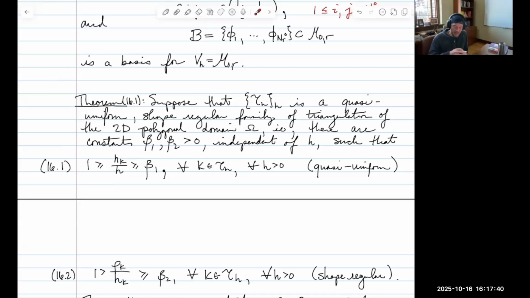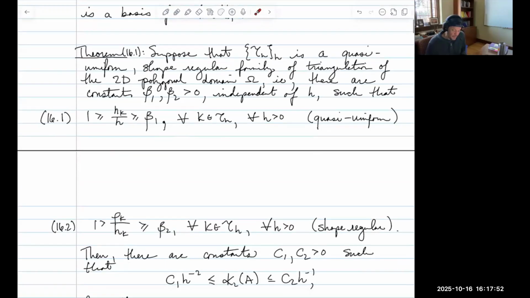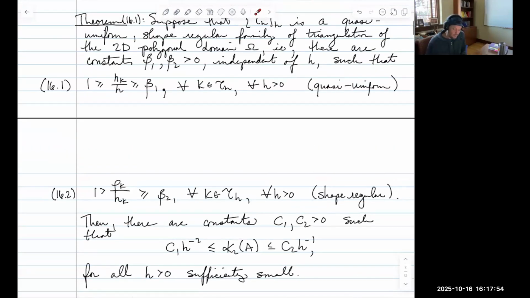It basically means the mesh is quasi-uniform in the sense that the measures of the sizes of each triangle aren't very far off from each other. They always maintain some sort of positive ratio.